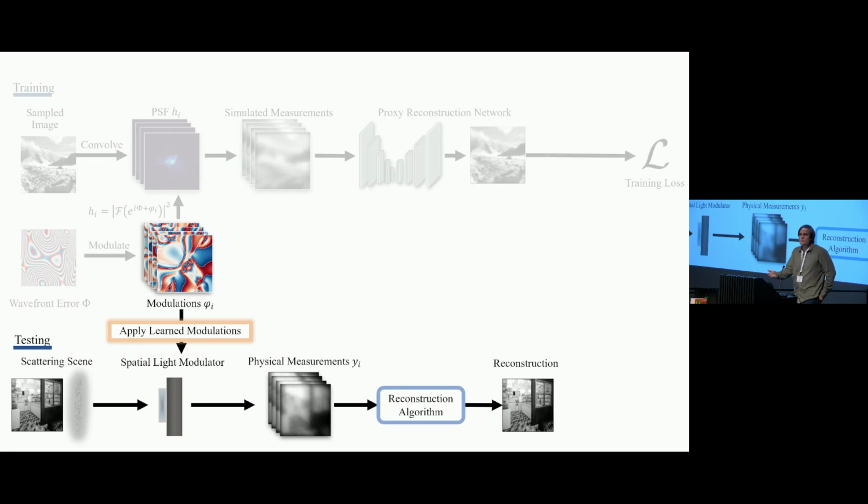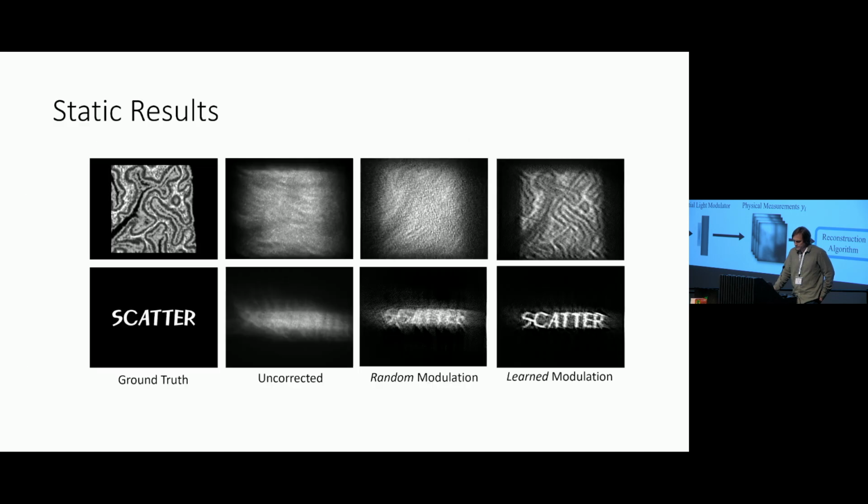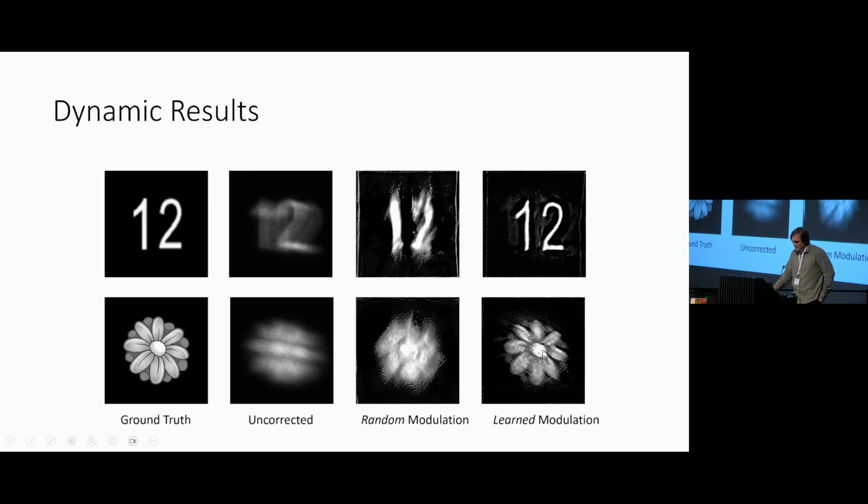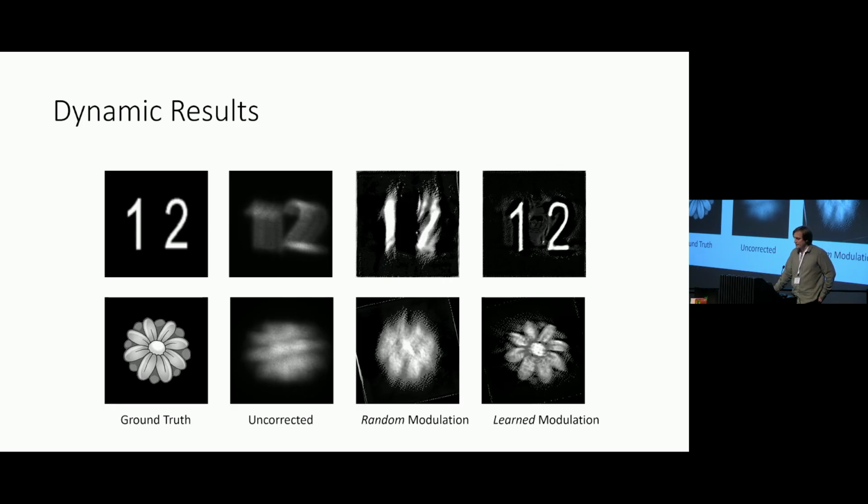But then at inference time, we can take those learned patterns, apply them to an actual physical system, and then use whatever reconstruction algorithm we want, including the big iterative algorithms. And using these learned modulation patterns, we can go from something that looks like that to something that looks like that. And this applies to dynamic systems as well.